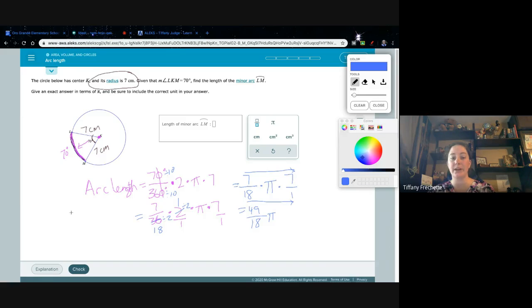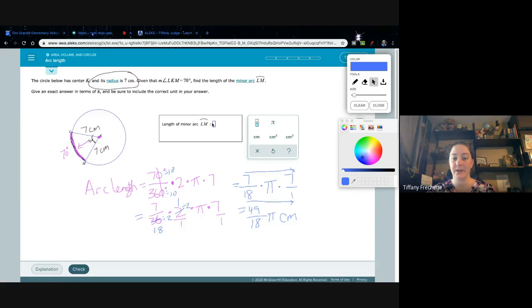If you type just this in and you click check, it's going to warn you and say, you forgot to select your unit for your answer. If you try to click check again without selecting the unit, it's going to mark you wrong. So make sure you select the unit. They told us it was 7 centimeters. So it's 49/18 times pi centimeters.